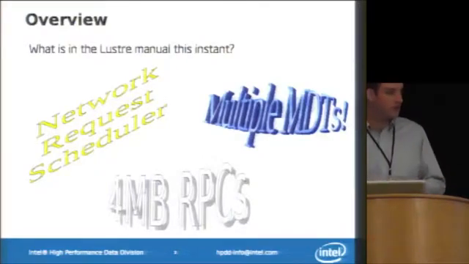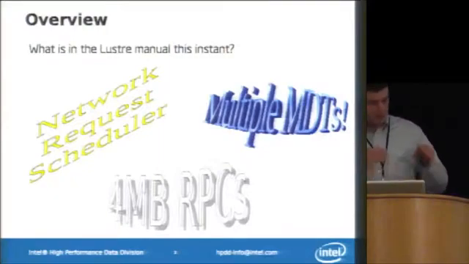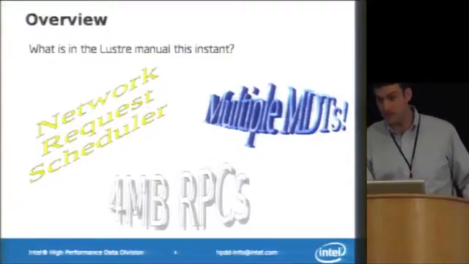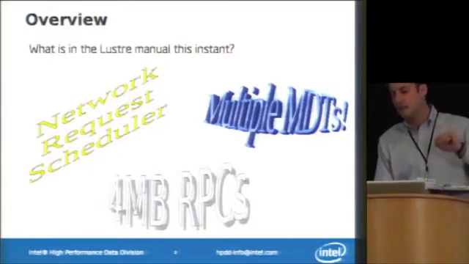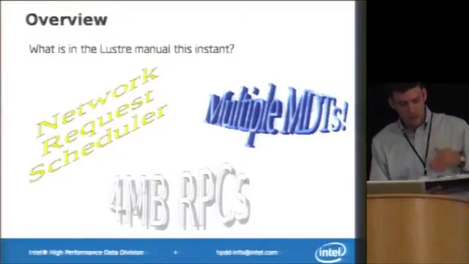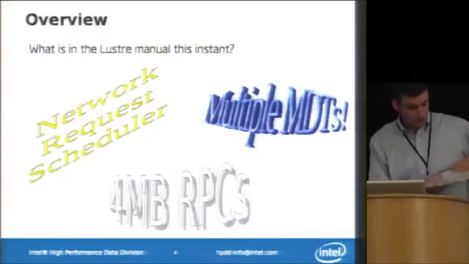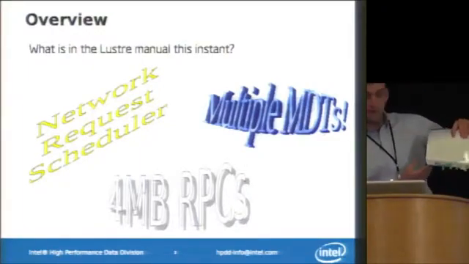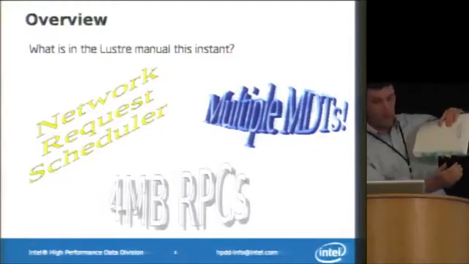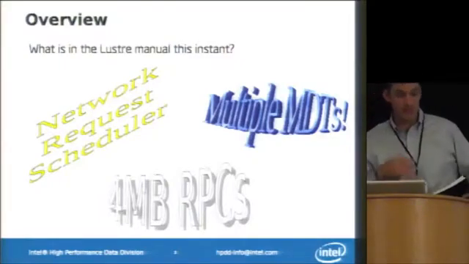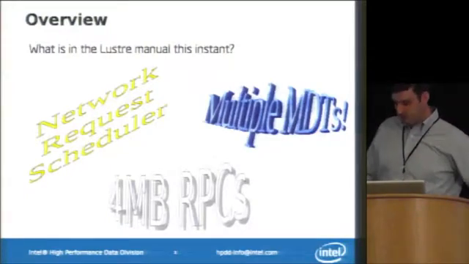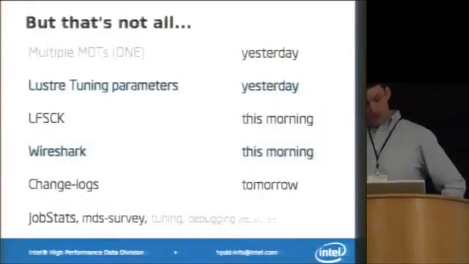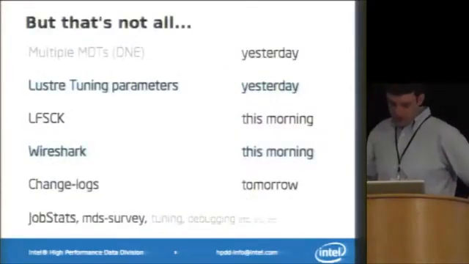But when you're retiring to your room this evening and really want to delve in, the place to get that is the Lustre Manual. And to give you an idea of the kind of work that needed to happen for that, I brought along a copy here. If you can see from close up, you'll see a row of blue tabs. That's the extent of work that had to go in just for that one change on multiple metadata servers. So that's not all. We've already heard about multiple metadata servers.